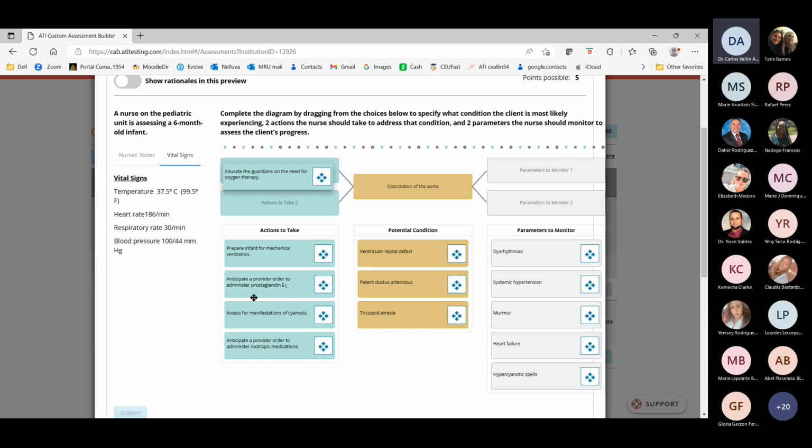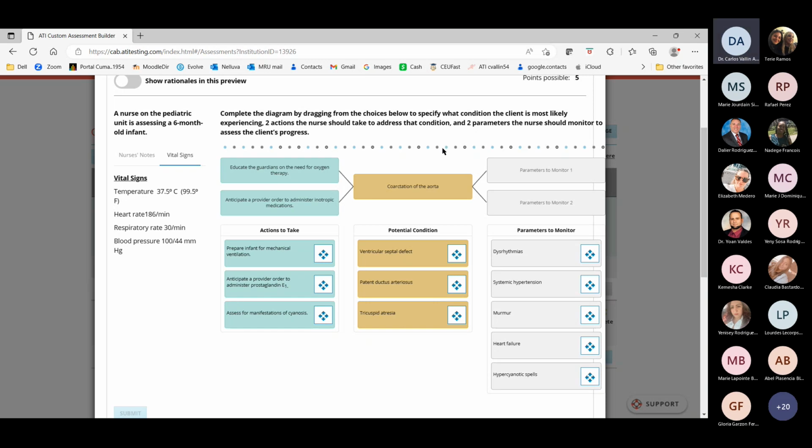So let's see what ATI says. Okay, so no mechanical ventilation. Prostaglandin is not indicated in coarctation of the aorta. It is acyanotic, so why is oxygen necessary, even if they don't mention that need? It could be because this client could develop left heart failure.